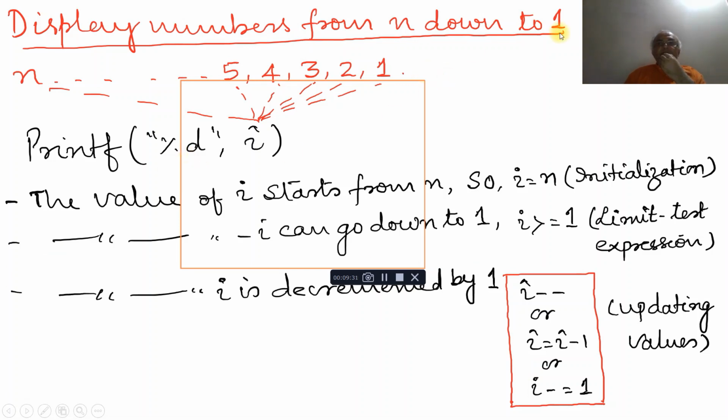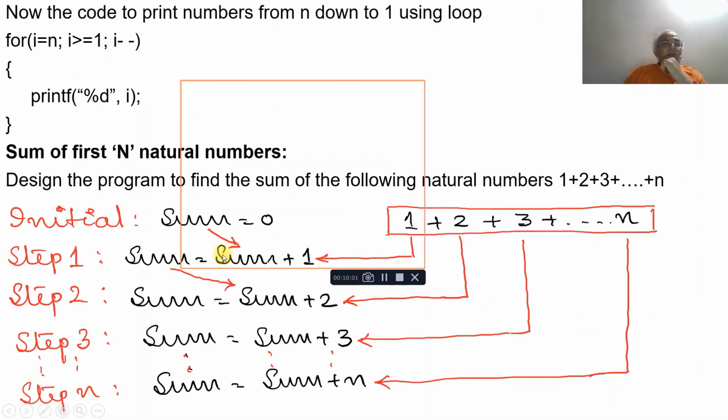Now display numbers from n down to 1. That means you are decrementing now. Printf "%d", i, the value of i starts from n, so i is equal to n, that is the initialization. The value of i can go down to 1, so i is greater than or equal to 1, the limit test expression. So i is decremented by 1, that means i minus minus, or i is equal to i minus 1, or i minus equal to 1. These are the updating values. Here is how the code is going to be written from n down to 1 using a loop: for i is equal to n, i is greater than or equal to 1, i minus minus, then printf "%d", i.